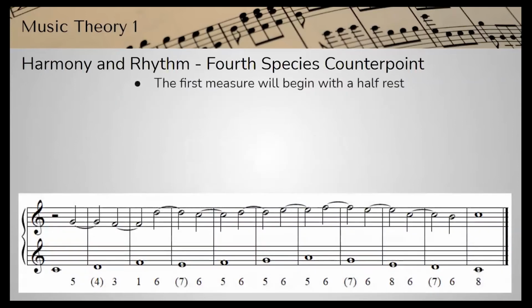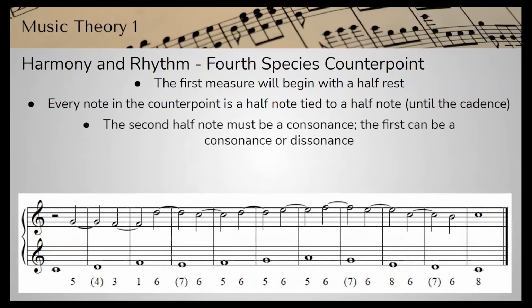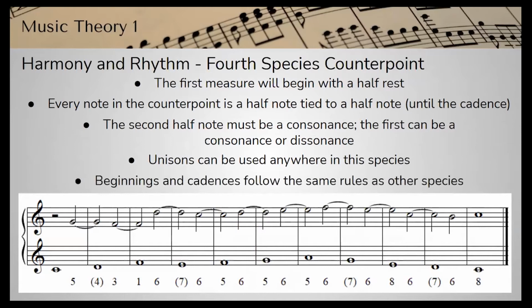And just overall, the basic rules of this species: the first measure begins with a half rest. Every note of the counterpoint is a half note tied to another half note until you get to the cadence. And the second half note must be a consonance. The first can be a consonance or a dissonance. And unisons can be used anywhere in the species. And beginnings and cadences follow the same rules as the other species.